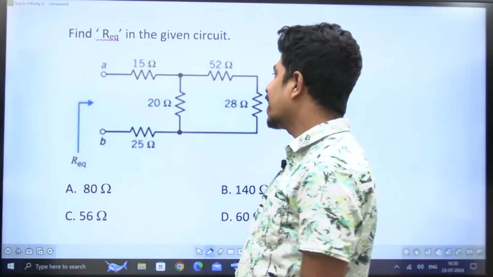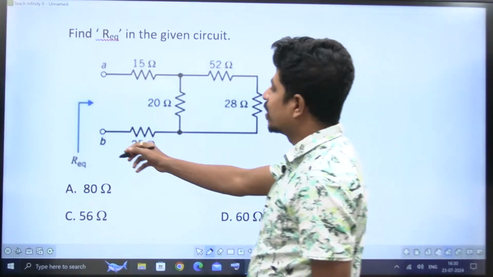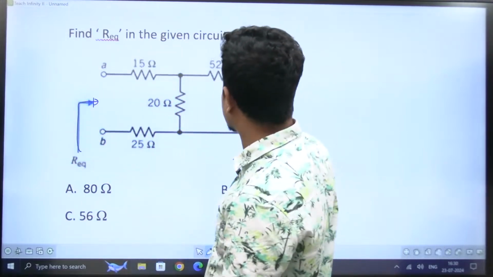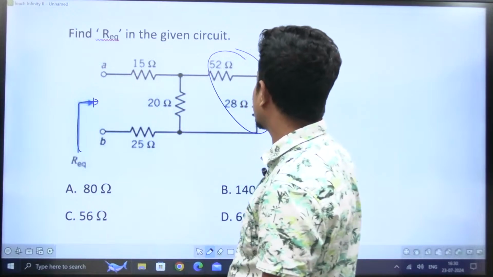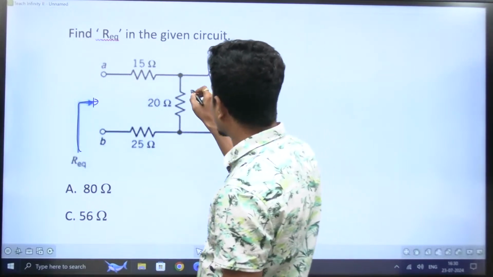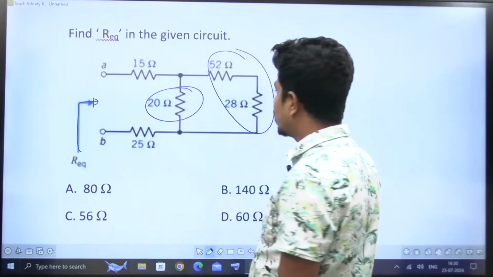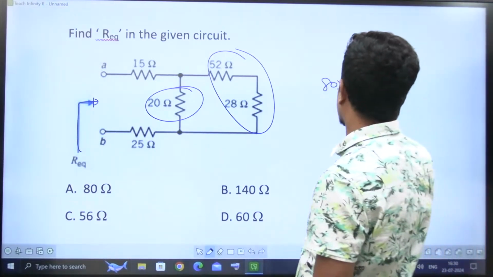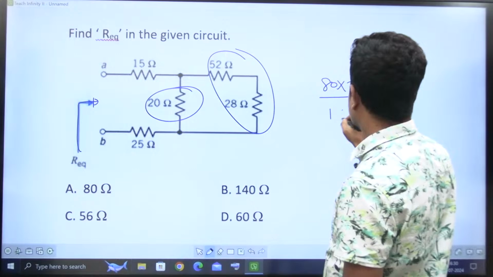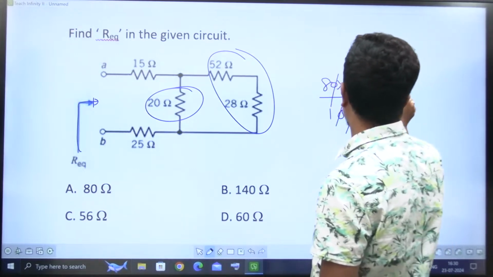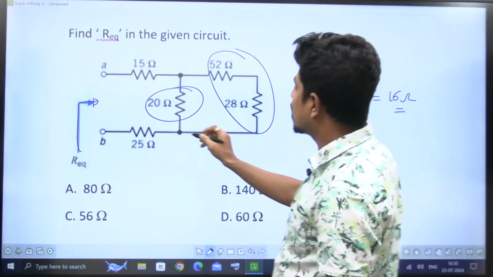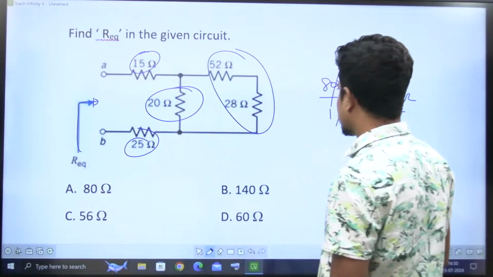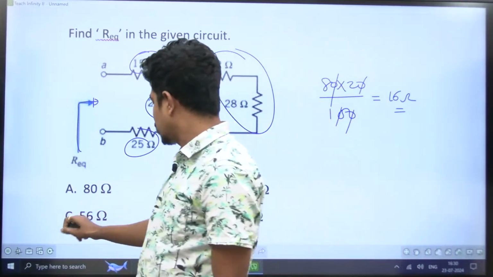Here, R equivalent. You are standing here, and that fellow is asking R equivalent from here. You go and stand there. From there, if you see, these two are in series. 52 plus 28 is 80. 80 is in parallel with 20. How much is 80 in parallel with 20? It is 80 into 20 divided by 80 plus 20, which is 100, so it is 16 ohms. That 16 is in series with 25 plus 15, which is 40. 40 plus 16 is 56 ohms. Option is C.